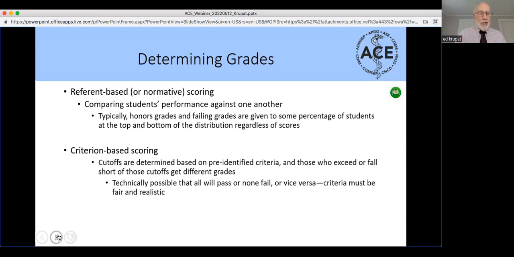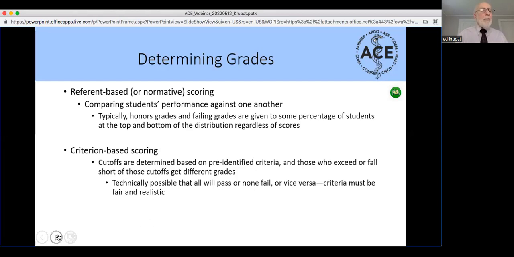And in fact, the National Board, all of its exams are criterion-based. But to be perfectly honest, for instance, when Step 2 CS was still around, they noticed that for all the money and time and effort, only 2% of the students were flunking. And they raised the criterion. Well, if you raise the criterion, you're really having a referent-based system in disguise.